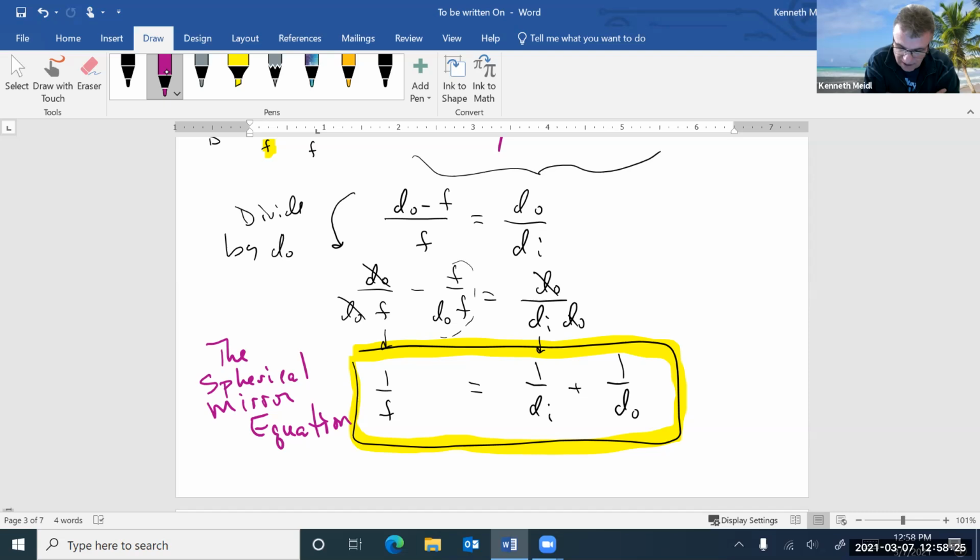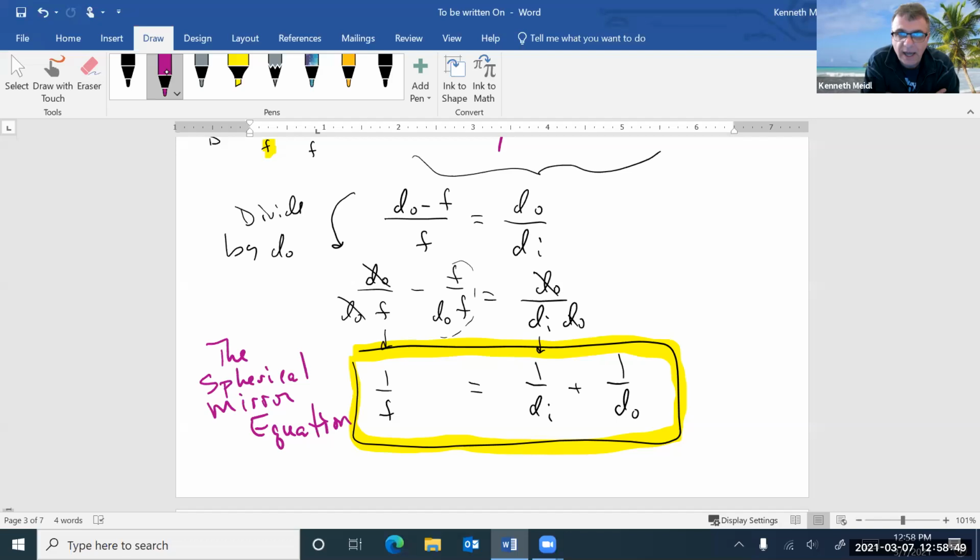If you didn't see it, it doesn't really matter. This is good enough for people making telescopes. This will be good enough for us. So this will work out very, very nicely here. Okay, so now DO, that's the distance that the object is from the mirror. That kind of makes sense. DI is the image distance, and then F is the focal distance.